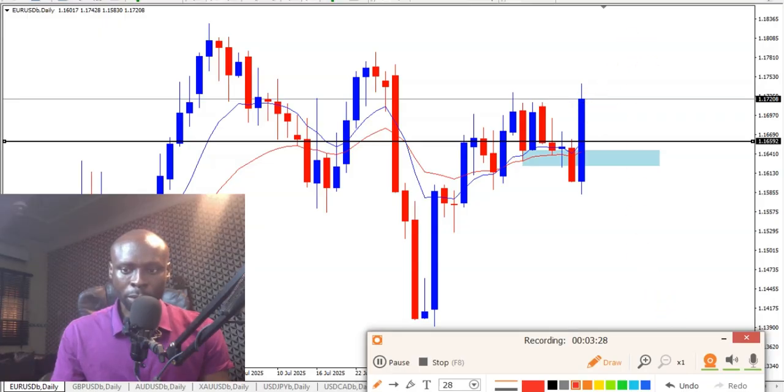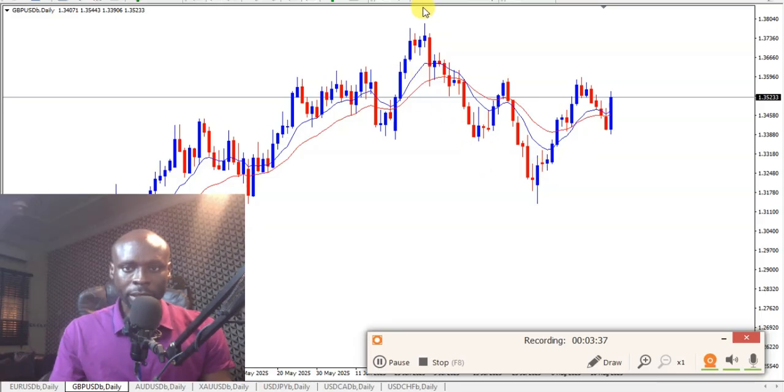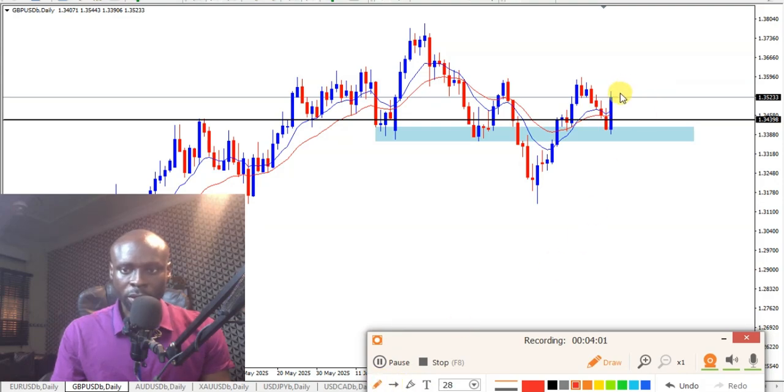So let's look at our next pair, which is the Great British Pound USD. On my daily chart, the Pound USD also retested this support zone. Price failed to close above this support zone, which is this demand zone. As long as price failed to close above it, and we also have a demand zone on this level, we expect price to retest this zone this week before we look for any possible buying opportunity. Once price retests this zone and fails to close below it, we expect a bullish drive for the Pound USD to this resistance level on the daily chart.